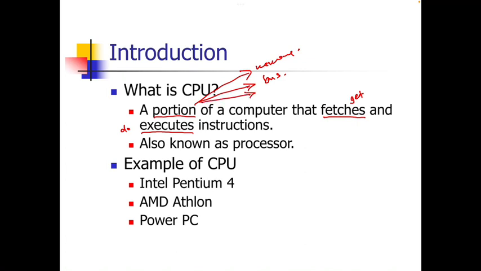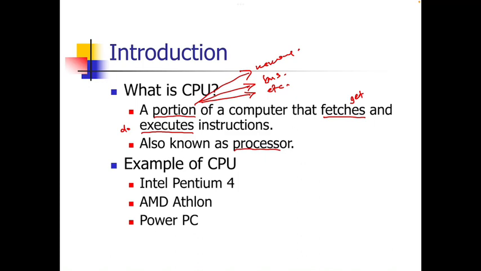So if we say it is the CPU, it is a portion of the computer that gets and does instructions. That's why in this chapter we will also look at the instruction set, because one of the functions of the CPU is to do the instructions. And besides CPU, we also call this central processing unit the processor. Processor, not professor.